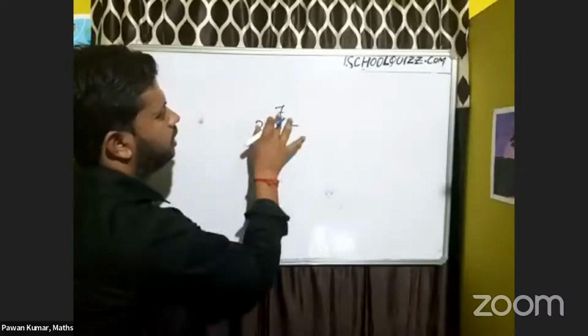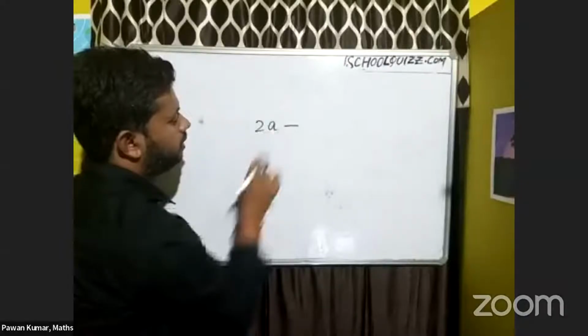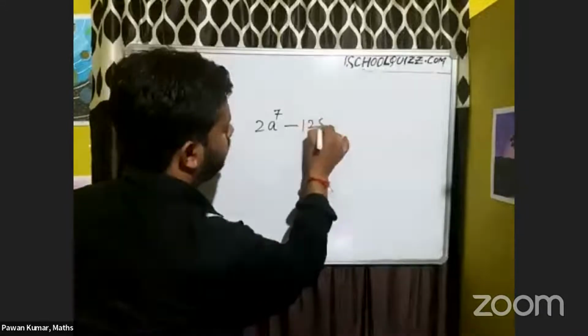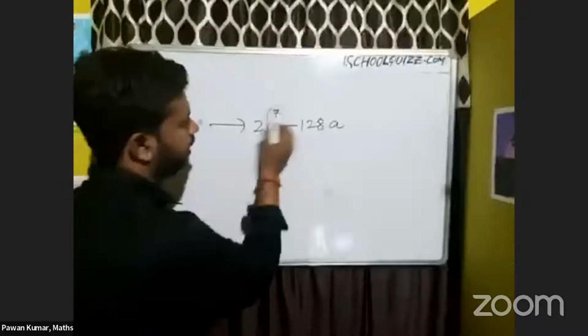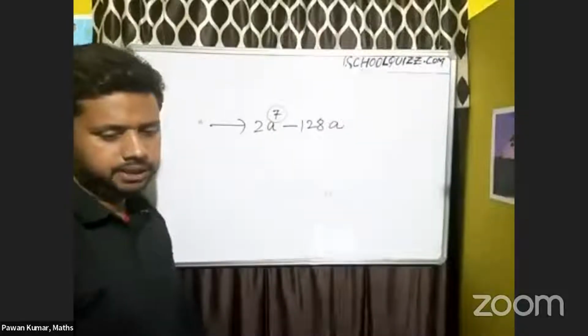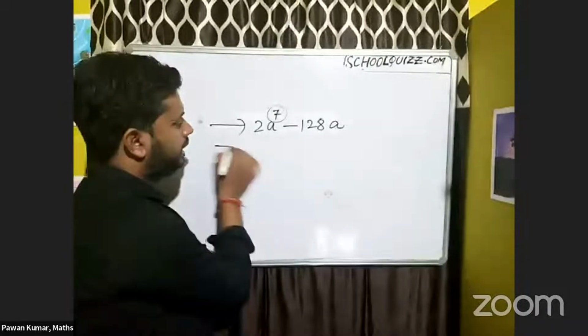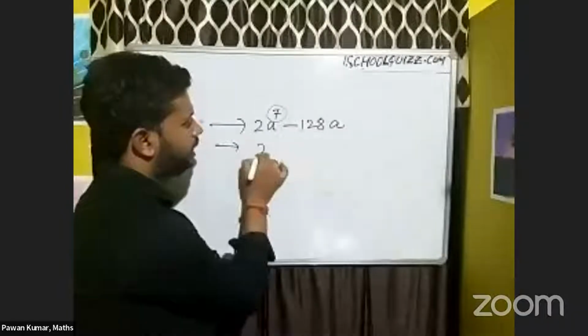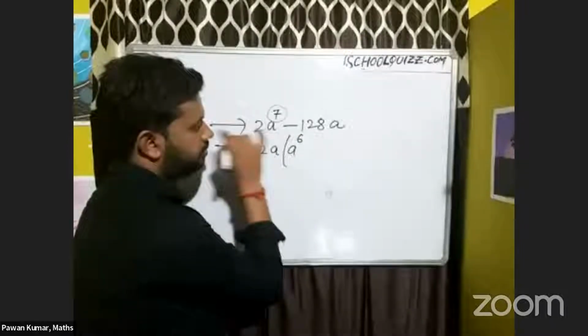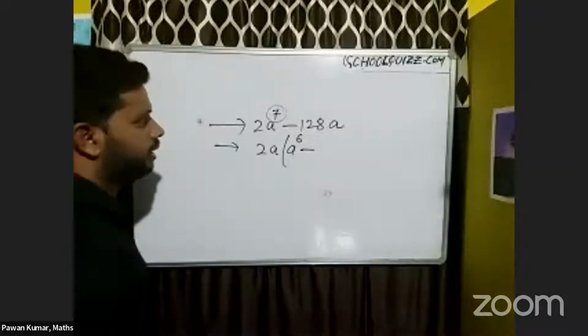Sir, 2a to the power 7 minus 128a. Sir, factorize. Yes, sir. Now listen, whenever this power is odd, correct? Yes, sir, odd. And here also some odd is there. So why not take one out of this? I take out a 2 also. Here also there is a 2. Taking one a out, a to the power 6 will come, and from 128, taking out 2, around 64 will come.